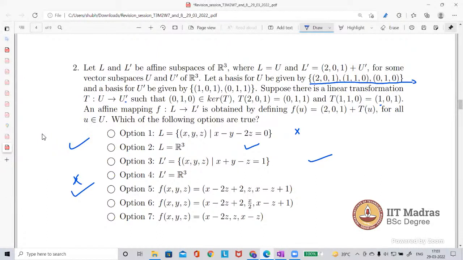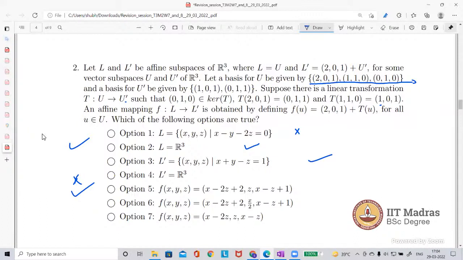And L prime is defined by U prime. The basis vectors are only 2, therefore it will not be exactly R3. It will be a subspace of R3 which has dimension 2. Correct, not exactly R3; the dimension will be 2.